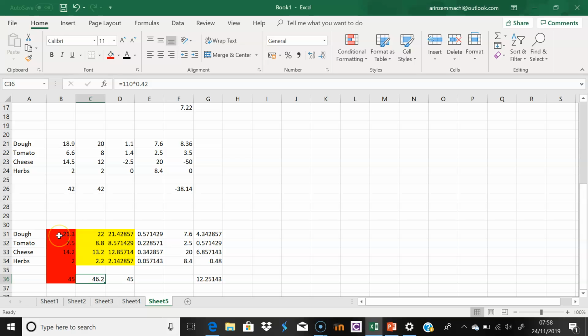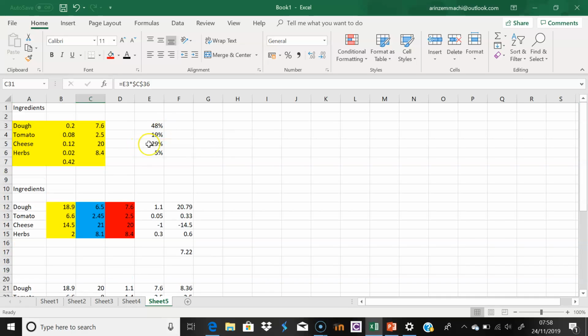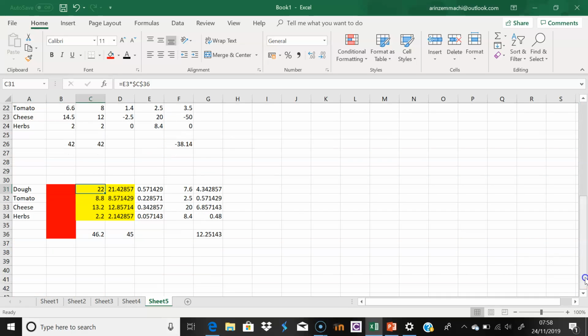So I'm literally going to delete this now. I just wanted to bring this out there so you could see what I was doing. But I'm going to get rid of this now. I don't need it anymore because I'm not interested in actual mixes. I know you did 45 and you should have done 46.2. I'm going to split all of these in the ratio, this 48%, 19, 29, 5%. I'm purely interested in yield.